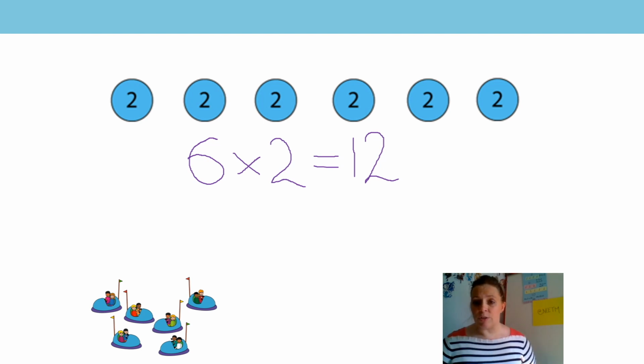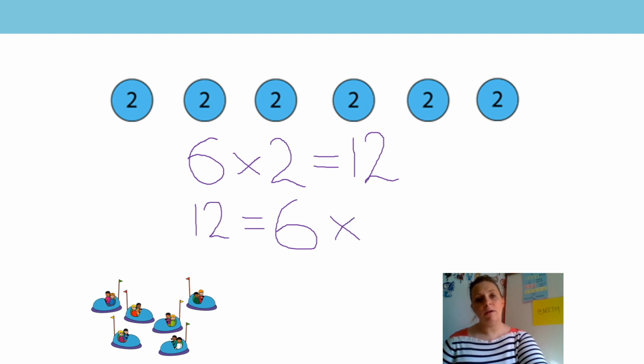The other generalization was where we had the product first. Product, or the product, is equal to factor times factor. Well, all I need to do is move my product to the beginning, pop in my equal symbol, my factor of 6 representing the number of groups, my multiplication symbol, my other factor of 2 representing the number of children in each group. You're getting really good at working these through with me.